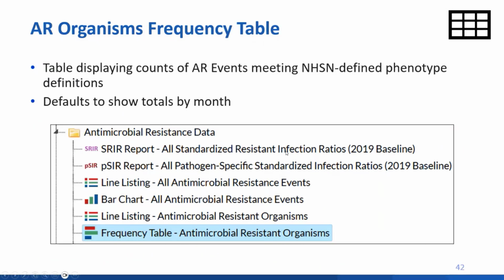Moving into the AR organisms frequency table report, this table displays the counts of AR events that met the NHSN defined phenotype definitions. The report defaults to display totals by month, but you can modify the report to display by quarter, half year, year, or cumulative. This might be a good report if you just want to take a quick look at how many events you reported that met the phenotype definitions over time.